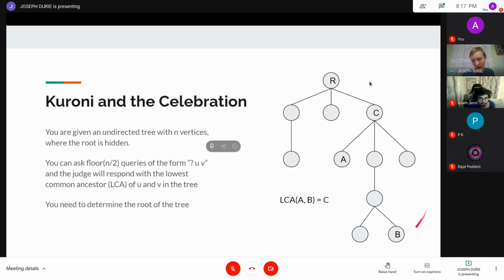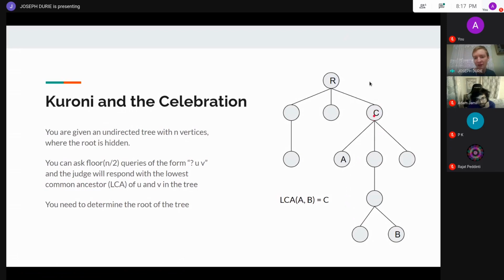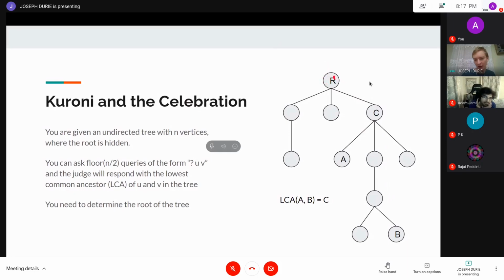like here, a and b, their least common ancestor is the lowest vertex in the tree relative to the root that is an ancestor of a and b. So there's a path down from C to A and down from C to B, and C is the lowest vertex that satisfies that. The only other one would be R. So C is the LCA of A and B in this picture. So we have floor n over 2 queries of that form, and we want to find R.